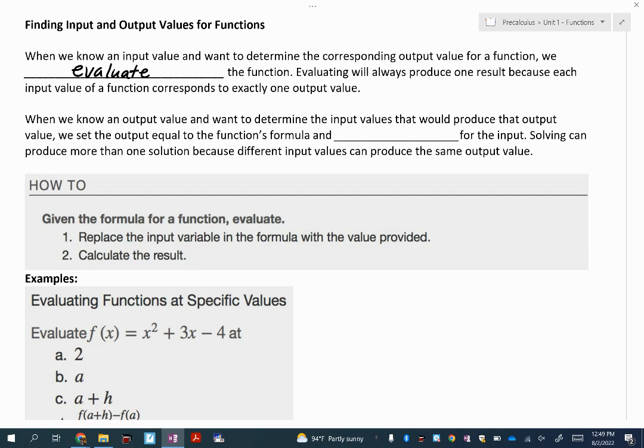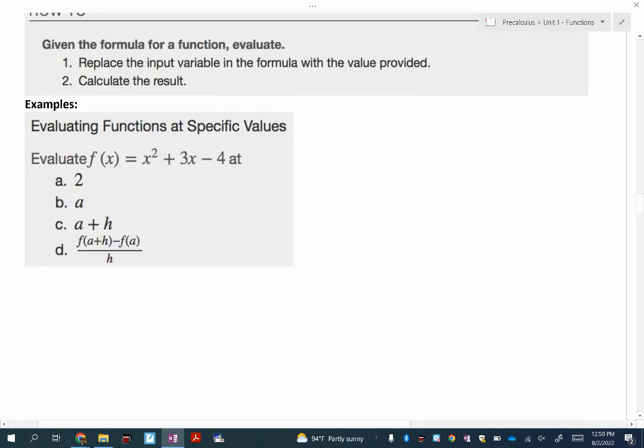Okay, now when we want to go the other way, when we know an output value and want to determine the input values that could produce that, we set the output equal to the function's formula, and here's that word again, and solve for the input. Okay, so let's try this with a few of these here. We've got a function, which I know some of you out there are very happy to know that this is one of your favorites, the quadratic trinomial. And we're going to evaluate this function 4 different ways.